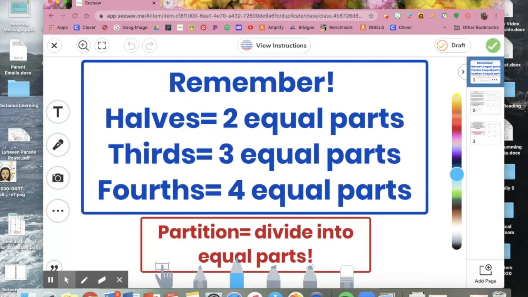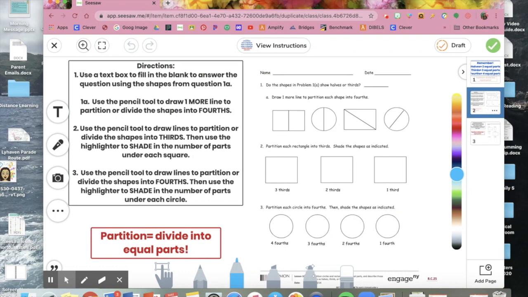So you are going to be, remember, this is like a reminder sheet. Halves equal 2 equal parts. Thirds equal 3 equal parts. Fourths equal 4 equal parts. And the partition means to divide into equal parts. So you're going to be doing the same thing that I just did. You need to please make sure you read these directions on the side. It's just another way to remind you what you're supposed to use.